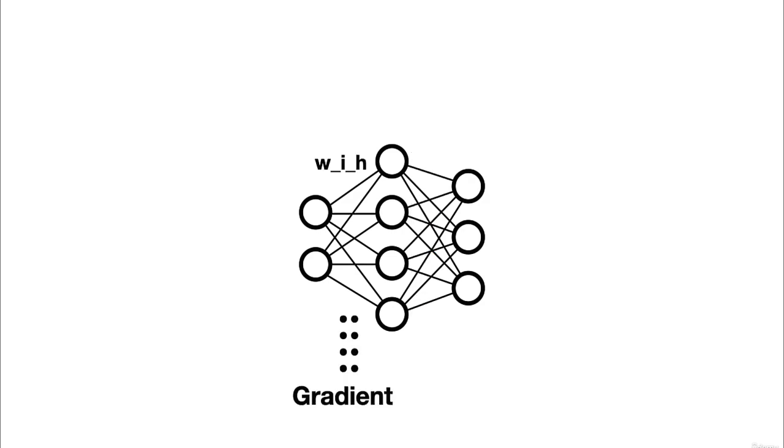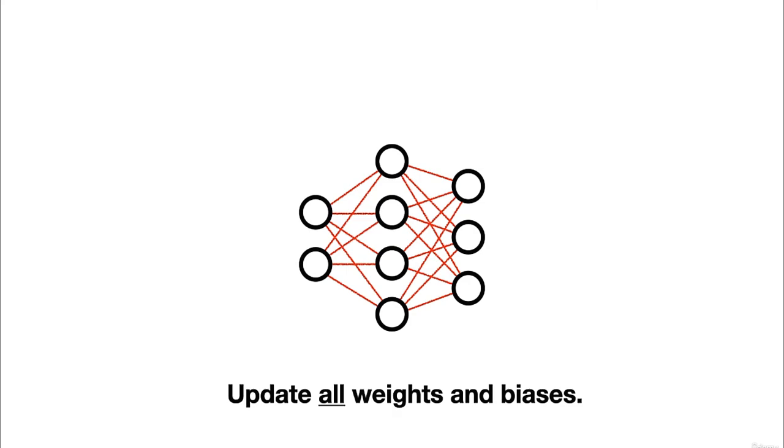Once we have the error derivative, the WIH gradient can be calculated. I will use the name WIH also in the code. Finally, all the weights and biases in the network are updated. Sounds complicated? It is. Although it sounds logical enough, getting it all in your head is not a trivial task.